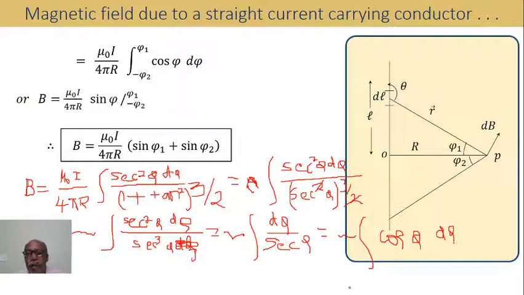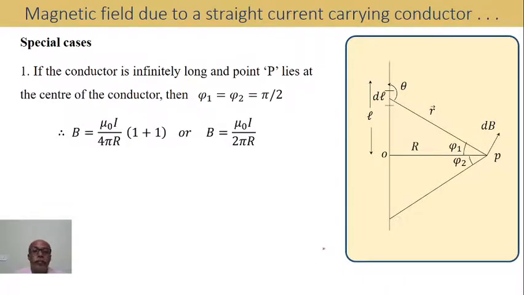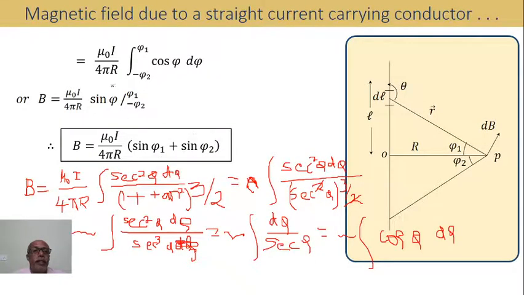Reciprocal of secant phi is cos phi. The same value is written in the next step. Here, it is mu naught I by 4 pi r, which is constant, into the integral from minus phi 2 to phi 1 of cos phi d phi. We have integrated cos phi. The integral of cos phi is sin phi.